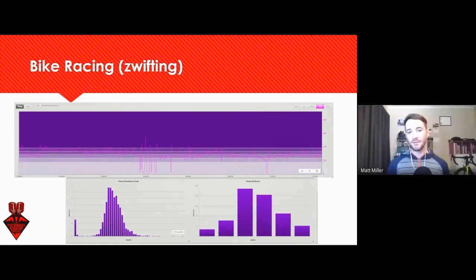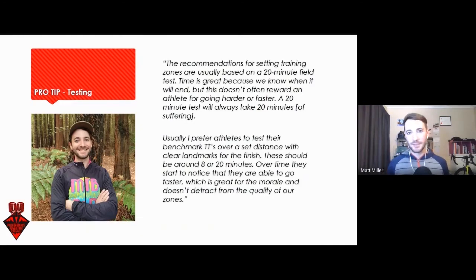Yeah. I would say actually this is about as steady state as it gets. So back to the whole suffering thing. When we're doing a field test and trying to set our FTP and our zones, suffering is really hard, and I like to give as much leeway to the athlete as I can. So my pro tip is when we do a time trial, it should be around 20 minutes and use a set distance. This makes it a lot easier mentally for the athletes to complete it, instead of pushing beyond the landmark they finished at last time just to get to 20 minutes.